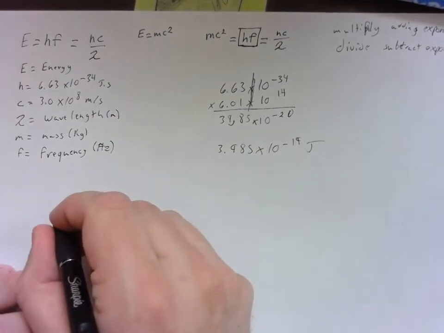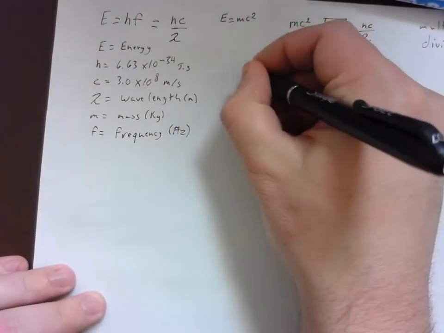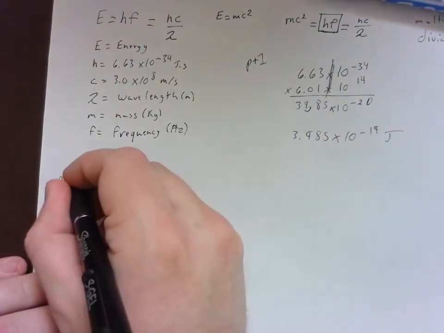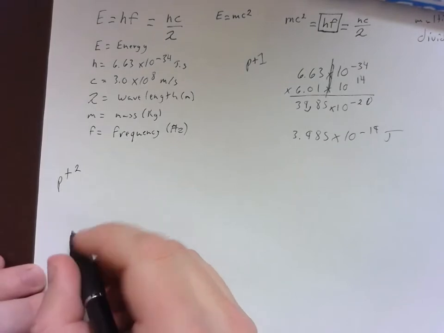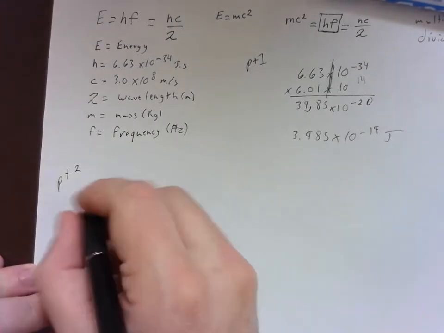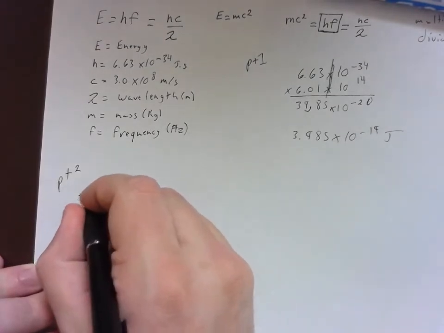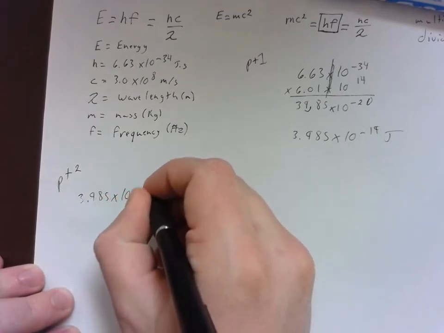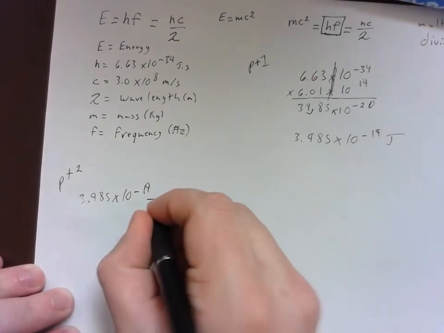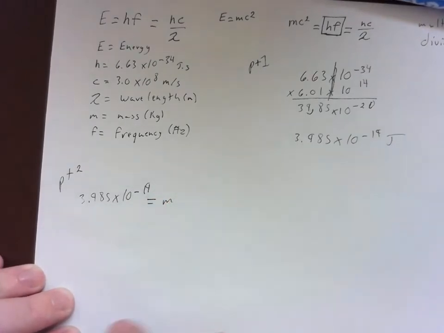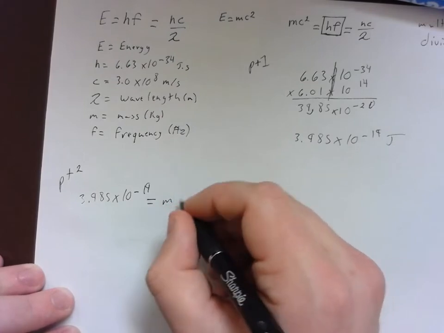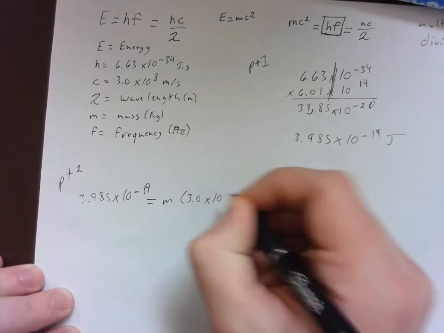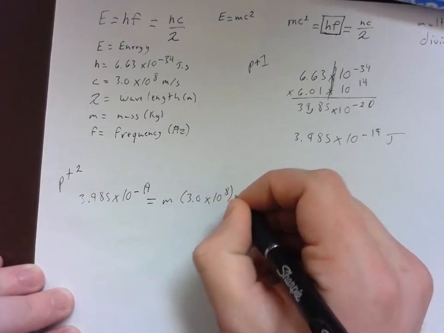So this is part 1, and this is part 2. So I have E equals mc squared, so I have 3.985 times 10 to the negative 19. So that is going to equal m, because I don't have a mass, I'm looking for mass, and I have my speed of light, which is 3.0 times 10 to the 8th squared.